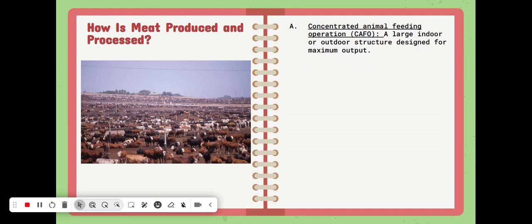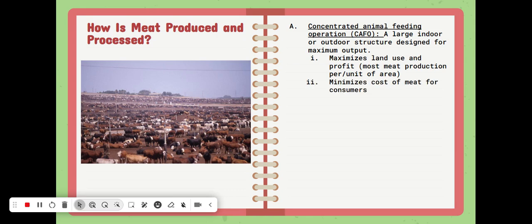A traditional way in which we can mass produce meat would be through what's called a concentrated animal feeding operation, or for short, a CAFO. This is usually either a large indoor or even outdoor structure that's designed for maximum output when it comes to meat production. This can help to maximize land use, which means it's going to maximize profit, most meat per unit of area. This helps to minimize the cost for the consumers, that would be us, purchasing the meat in, let's say, a grocery store.